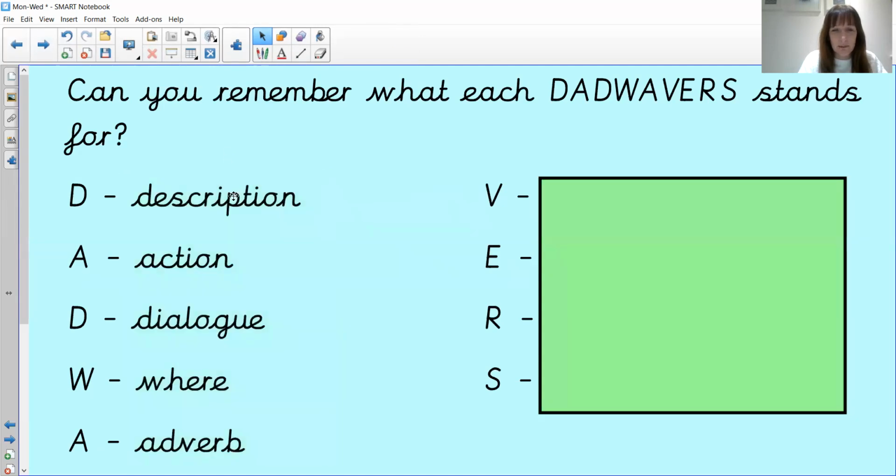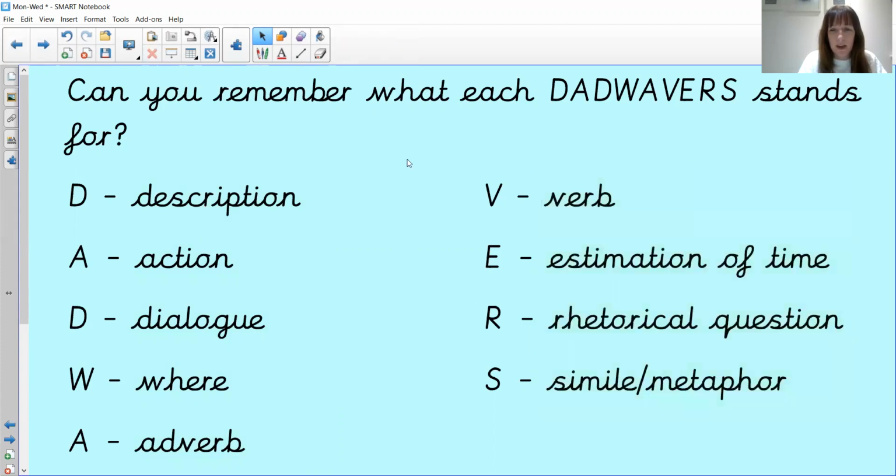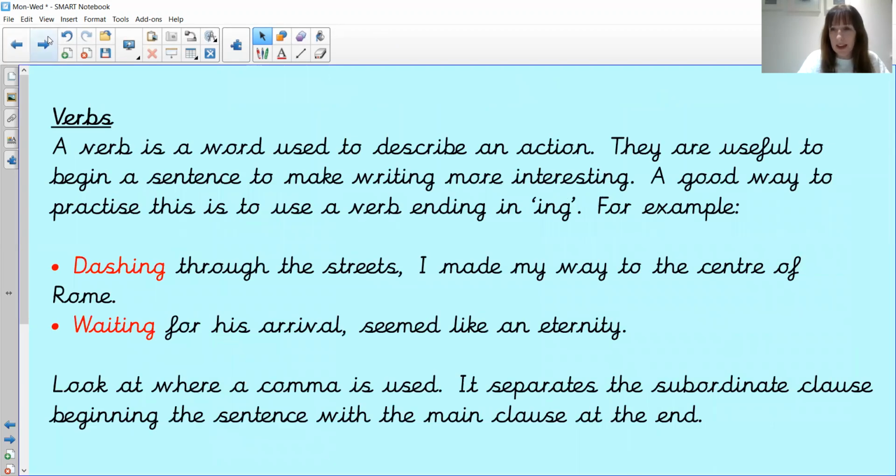So we've got description, action, dialogue, where, adverb, verb, estimation of time, a rhetorical question, and a simile or a metaphor. So if you remember, we had a practice last term using these, and they are different ways to start your sentences or different types of sentences. We're going to be thinking together about two of those in particular. We're going to look at verbs and adverbs today before you have a go at the rest of them yourselves.